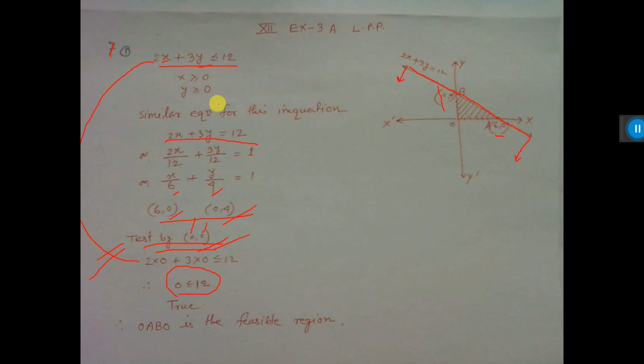In this question, they have not asked for any solution. They have told us only to find the feasible region. So here O A B O, start from O, end with O. Always write the name in this way. O A B O is the feasible region.